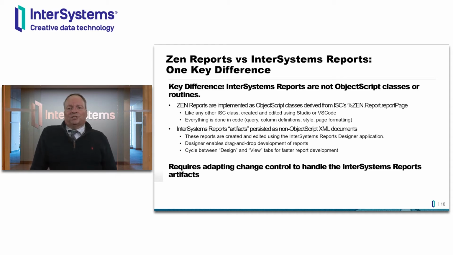Our change control system, CCR, was set up for tracking changes to ASCII files like the XML representations of ObjectScript classes and routines and CSV files and JavaScript files, etc. Our change control system is also responsible for building and deploying these files to the environments where they'll run. We therefore needed to adapt our change control system to handle these InterSystems Reports artifacts.